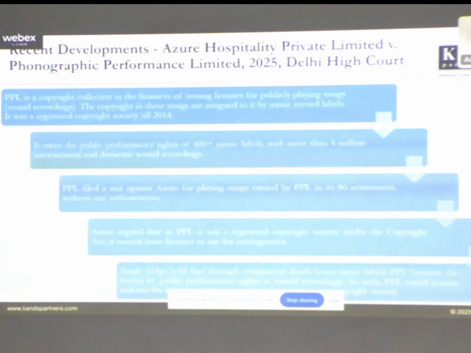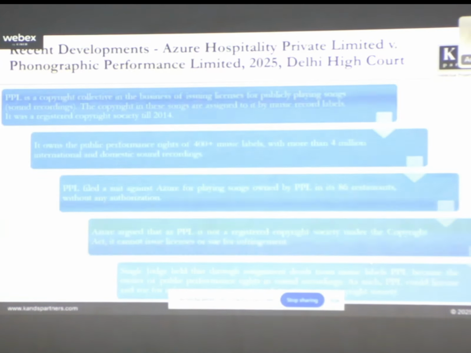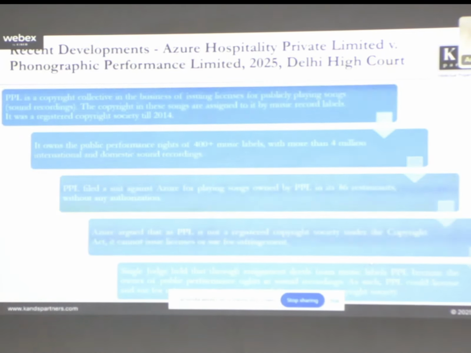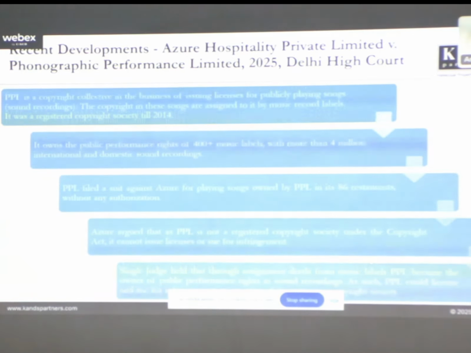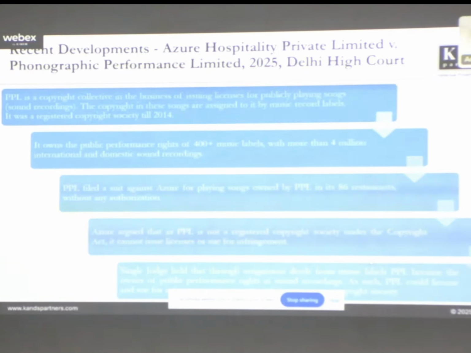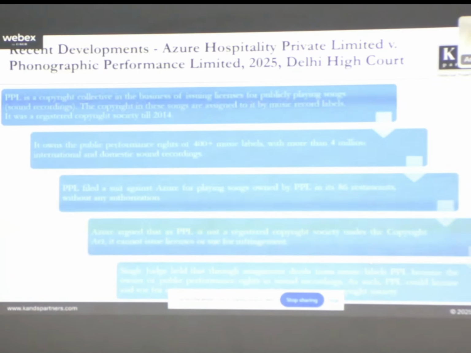Now we'll discuss the case for which we needed to understand what copyright societies are. This is a very recent case that happened earlier this month, decided by the Delhi High Court. It's still sub judice, but this is the preliminary interim order that the court has granted. This is Azure Hospitality versus Phonographic Performance Limited. Let's call it PPL.